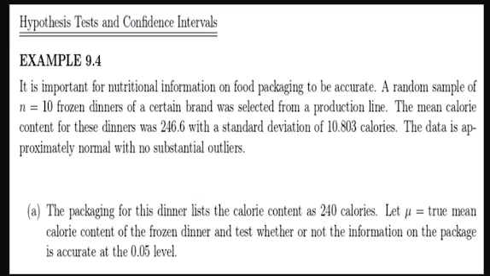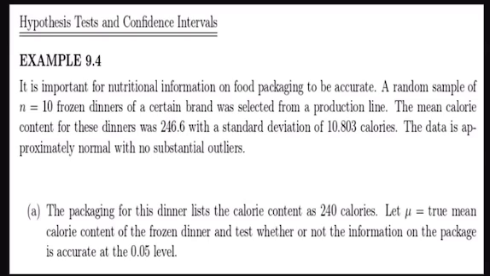Okay, example 9.4. It is important for nutritional information on food packaging to be accurate. A random sample of n equal to 10 frozen dinners of a certain brand was selected from a production line. The mean calorie content for these dinners was 246.6 with a standard deviation of 10.803 calories. The data is approximately normal with no substantial outliers. I needed to pay attention.